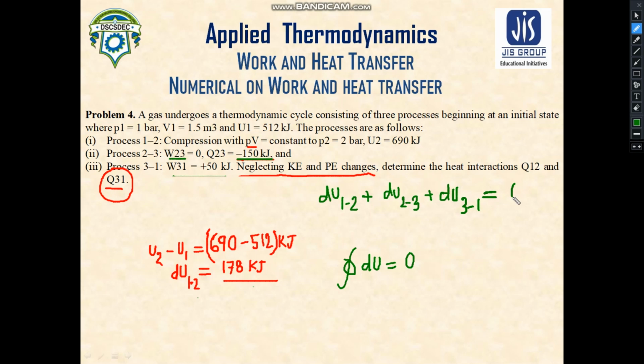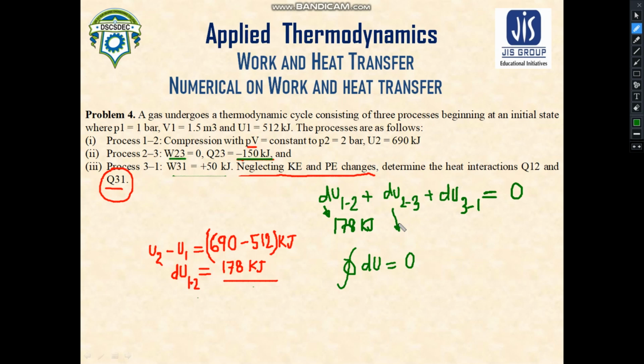Okay, which will add up to 0 ultimately. So for process 1 to 2, the change of internal energy is 178 kilojoule. So this is 178 kilojoule.